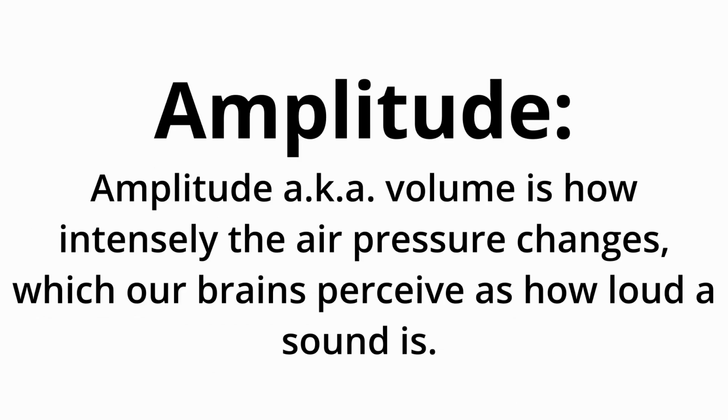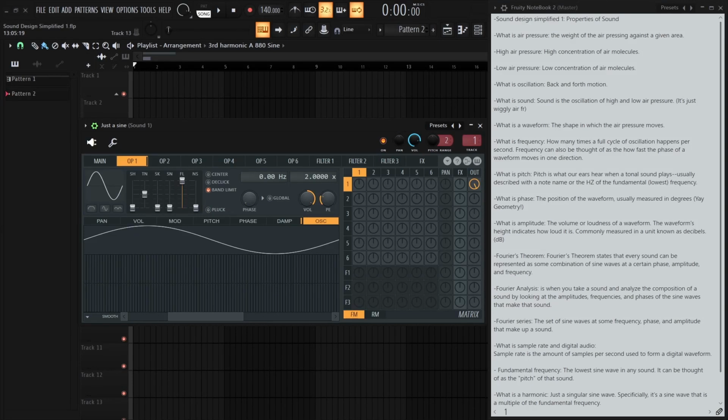The first property I'll go over is amplitude. Amplitude, also known as volume, is how intensely the air pressure changes, which our brains perceive as how loud a sound is. A louder sound covers more distance and a quieter sound covers less distance.